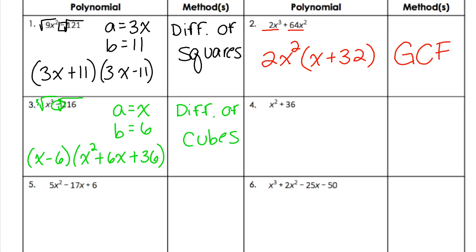Looking at problem number 4. So this one, x squared and 36 do not have a GCF. I see that they're being added. They are both perfect squares, but I can only factor things that are difference, not sums of perfect squares. So this one is actually not factorable, which means it's prime. None of those methods are going to work.